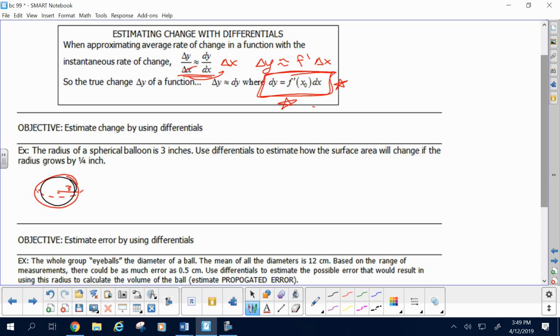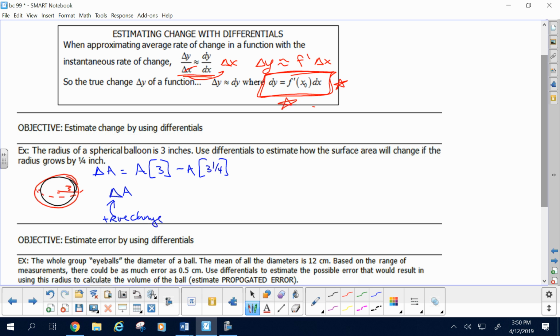Now, it's always the case that students that are good problem solvers say, why even use derivatives in calculus? Why not just say the change in the surface area could be found by taking the area at 3 inches and subtract the area at 3¼ inches, or vice versa. And that would actually be the true change in area. We could do that.